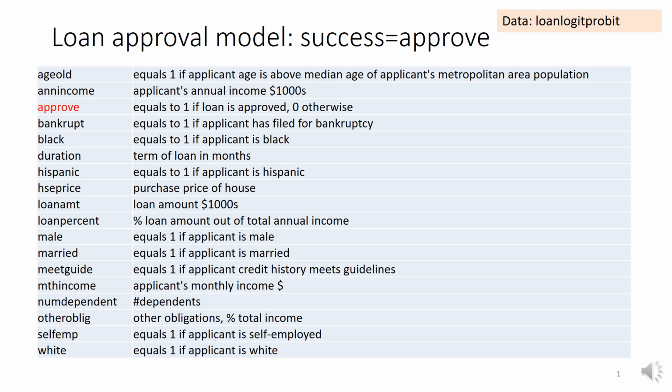Okay, next we want to look at another example, all right? So the example is y equals 1 if the loan is approved. So success means loan approved, and 0 means loan not approved. Okay, so this is based on the data, right?